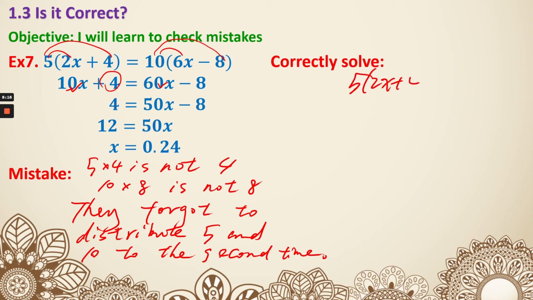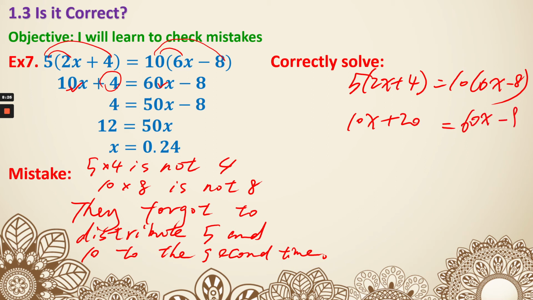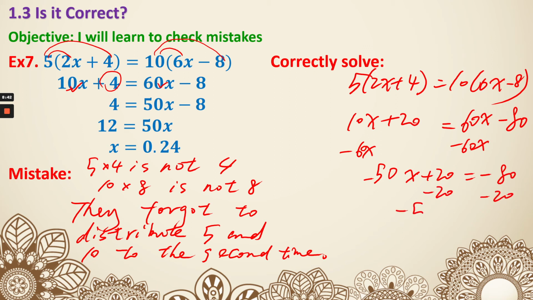Now let's solve it. 5 times 2x plus 4, 10 times 6x minus 8. So now 10x plus 20 equals 60x minus 80. 60x minus 60x. We have negative 50x plus 20 equals negative 80. So minus 20 on both sides. I got negative 50x equals negative 100. Divide both sides by negative 50. X equals 2. That should be the final answer.